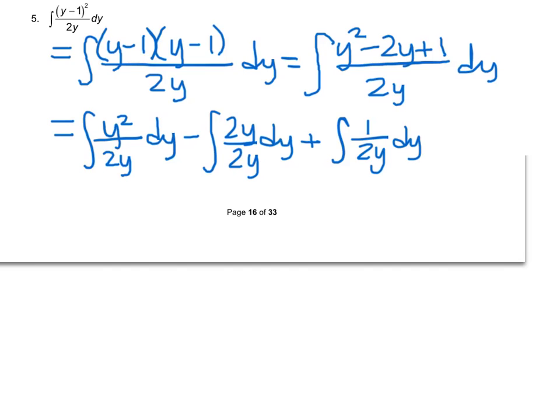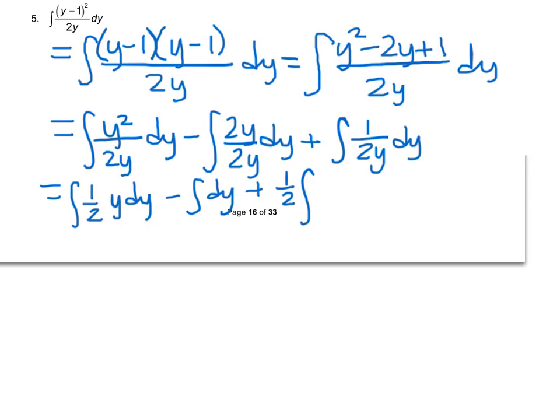Okay, now if you clean this up, this is going to give you 1/2 y dy minus just dy, and then plus 1/2. I'm going to pull the 1/2. I should have pulled that out on the other one too, but 1 over y dy. Now there's your natural log antiderivative. Don't forget to take the antiderivatives though.